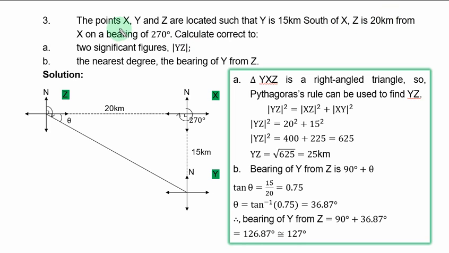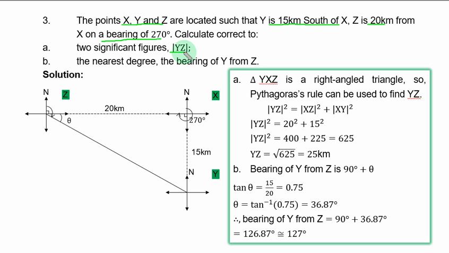Question 3. The points S, Y, and Z are located such that Y is 15 kilometers south of S and Z is 20 kilometers from S on a bearing of 270 degrees. Calculate, correct to 2 significant figures, A, the side YZ. B, to the nearest degree, the bearing of Y from Z.